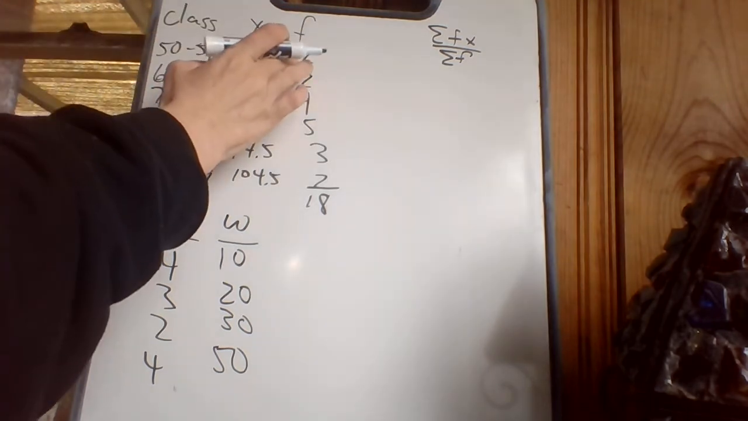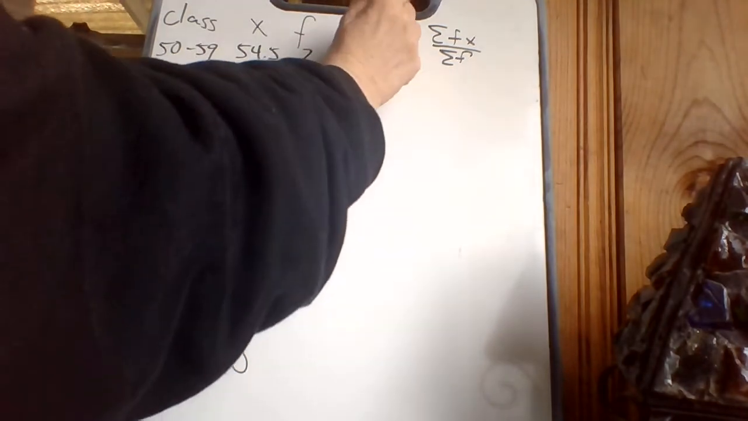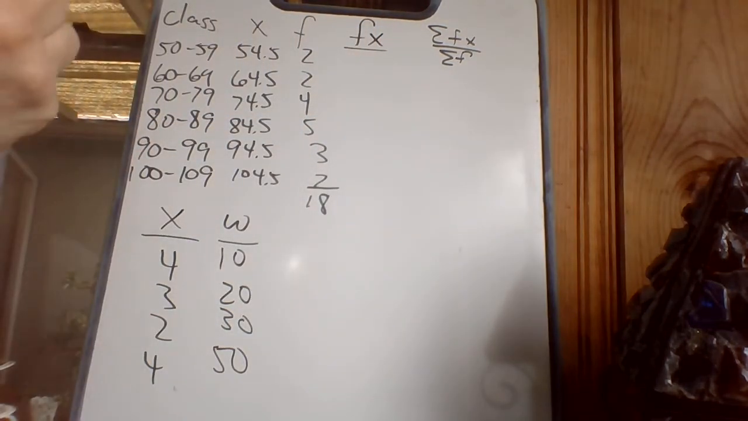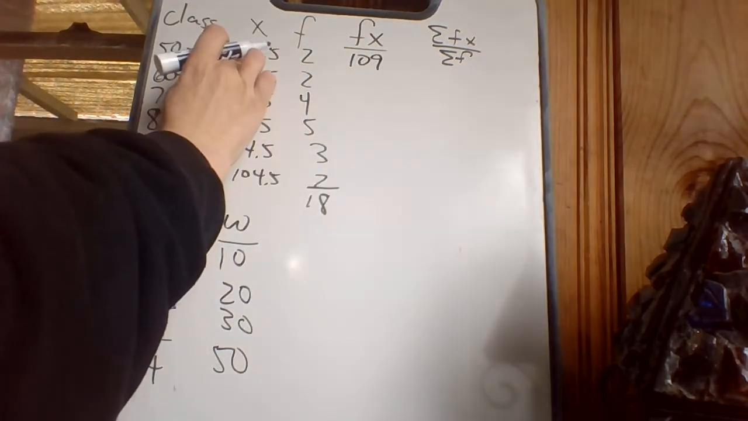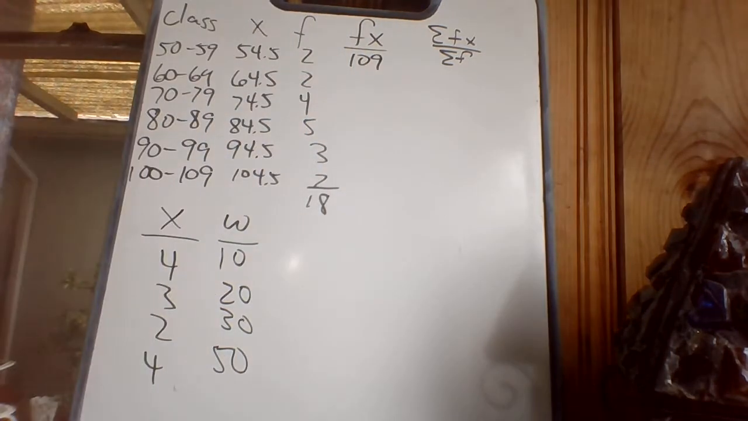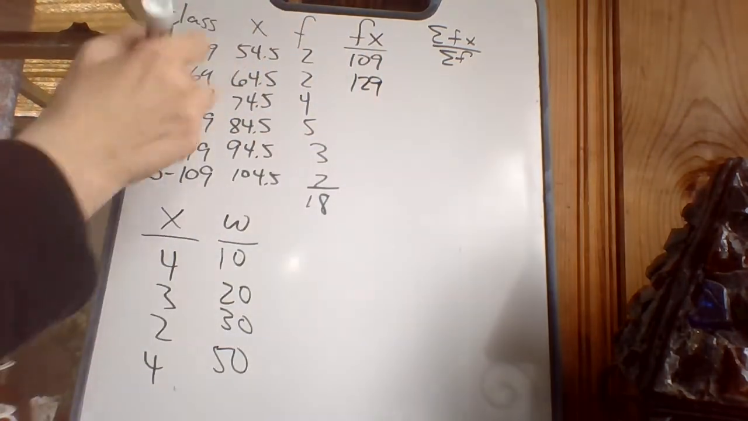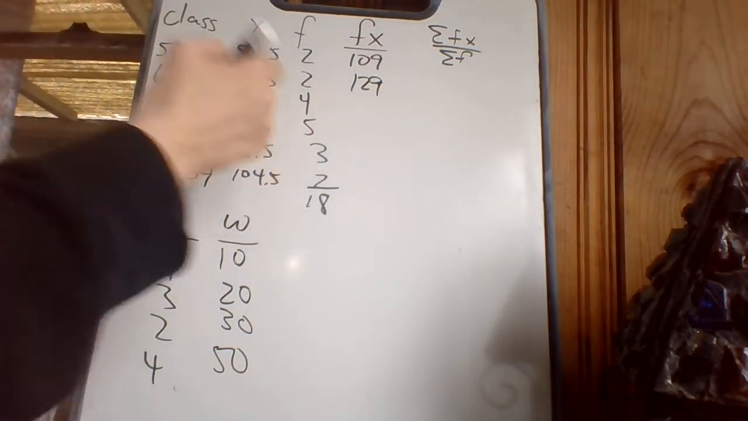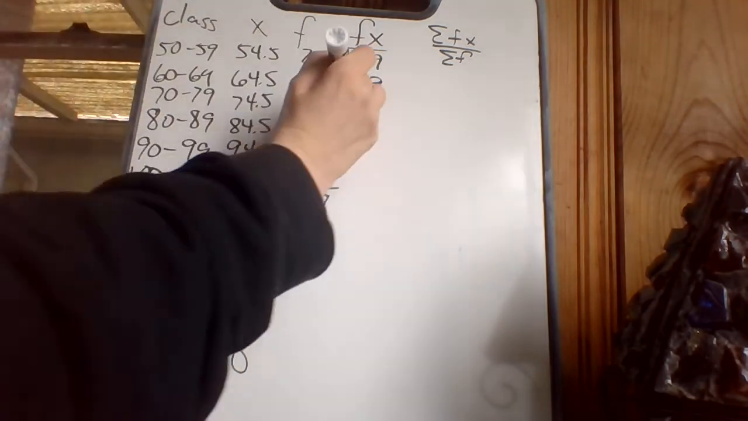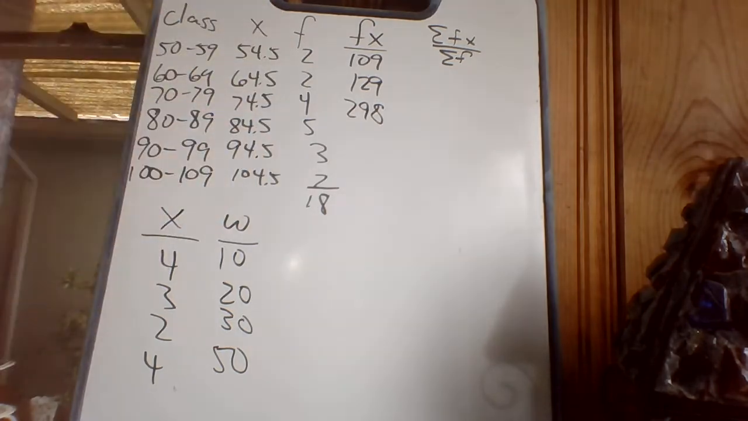So I multiply these two numbers together, and that accounts for my two people in their 50s. That would be 109, if I multiply 54.5 times 2. Then I multiply 64.5 times 2, and then I multiply 74.5, this time by 4. You've got to multiply by whatever's in the frequency column, and I got 298. So you're not multiplying by 2 every time; you're multiplying by whatever's in the frequency column.